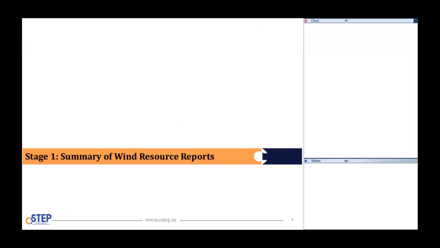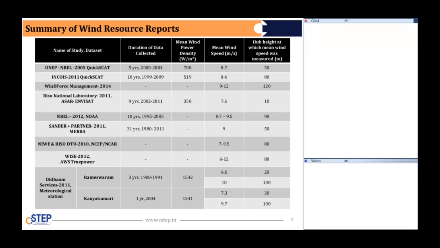So for stage 1, which is the summary of wind resource reports, at the outset of this project, we decided to gather all the existing credible secondary literature to assess the wind profile existing in the regions of the coast of Tamil Nadu. Some of the notable studies that were considered have been listed in this slide. You will notice that all these studies, especially those by UNEP, INCOIS, and WISO, which are the international studies, are sort of consistent in their wind readings, but the hub height at which these wind readings are measured is different. They are varying.